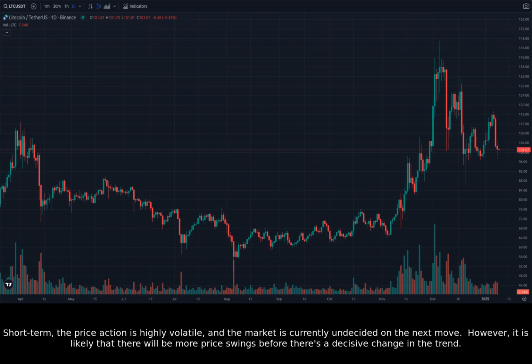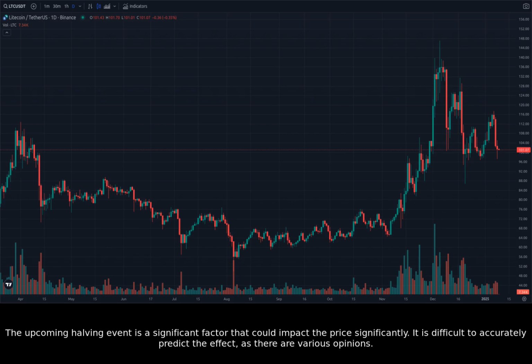Short-term, the price action is highly volatile and the market is currently undecided on the next move. However, it is likely that there will be more price swings before there's a decisive change in the trend. The upcoming halving event is a significant factor that could impact the price significantly. It is difficult to accurately predict the effect, as there are various opinions.